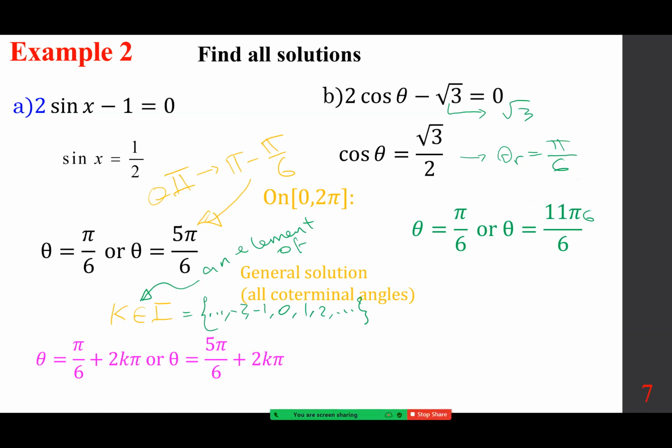I'm going to clean this up so you can see this in a different color. All right, and if we wanted a general solution, we add 2k pi or 2n pi, and again, k or n, depending on the text.